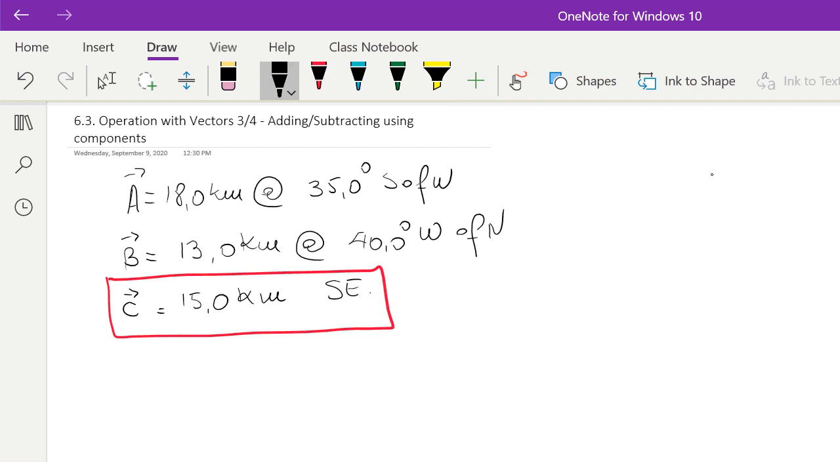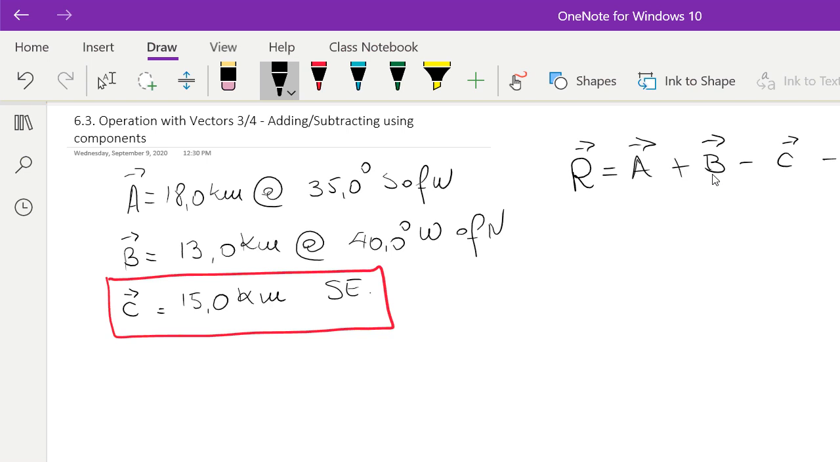And what we are doing is we are finding the resultant vector, that is vector A plus B minus C. So in order to do so, I will start by representing those vectors graphically so that we can work on the table right away.